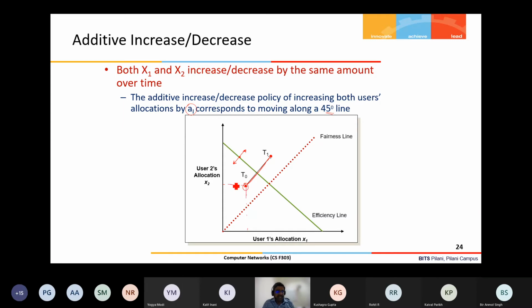Suppose you are here at time t0 and then you increase. Your initial allocations are 4 and 5. Then you do the additive increase, 4 plus 1 and 5 plus 1. Now if you calculate the fairness index at time T1, after the increase, what will be your fairness? Will the fairness increase, decrease, or remain the same?